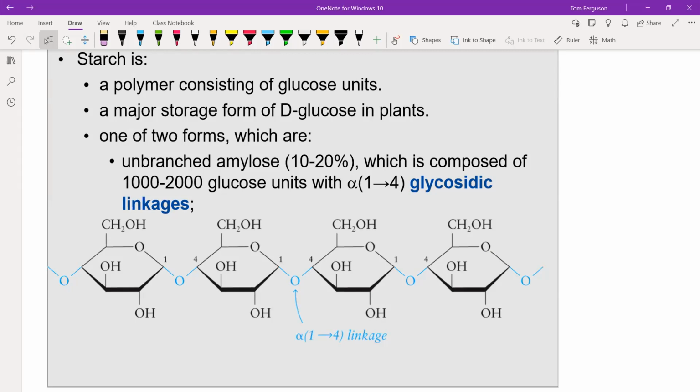And most of them are made of glucose units. And they have a particular linkage, the alpha 1,4 linkage. Okay, so this is called starch. All of them, they're all glucose. And secondly, they all have alpha 1,4 linkages.